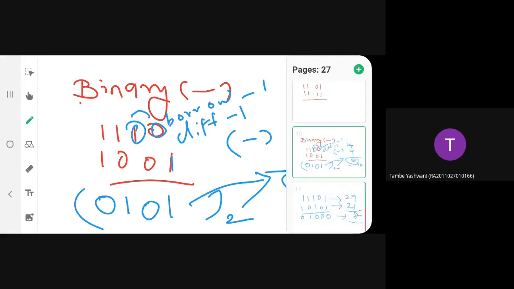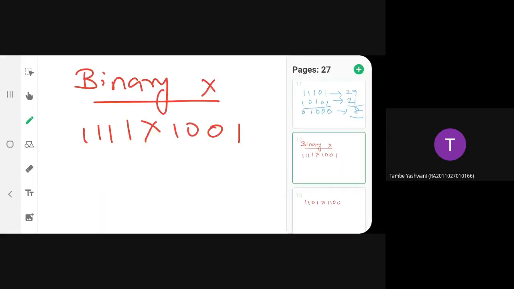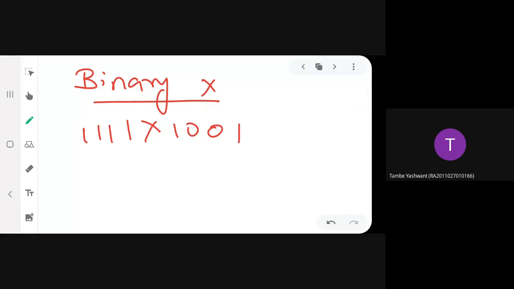Next, we will move on to binary multiplication. Usually, the way you multiply normal numbers, in the same way you do multiplication of binary numbers also. Then you have to do binary addition. That is what you are going to do. Now, I have given you 2 numbers which you are going to multiply. Tell me what is the answer. If I am multiplying this, 1 into 1001, what will be the answer?